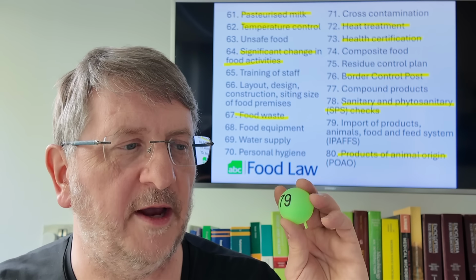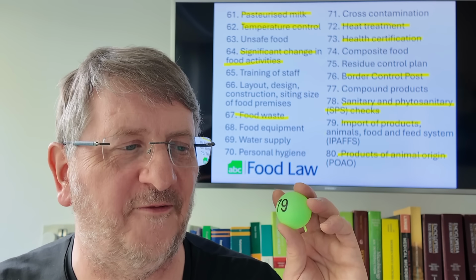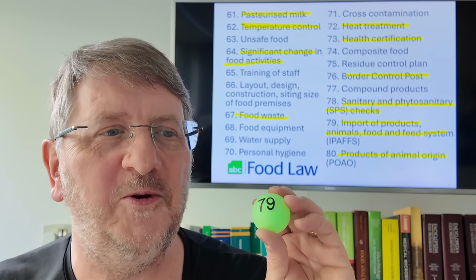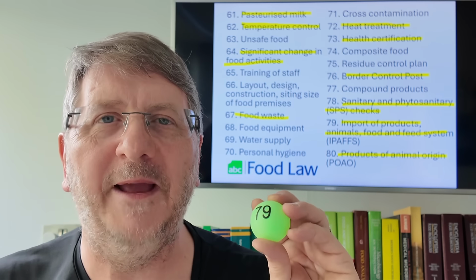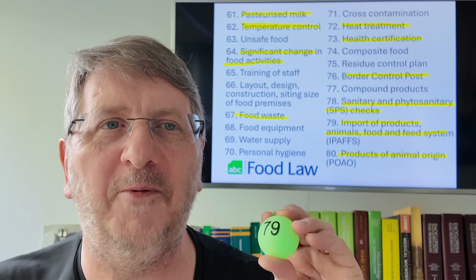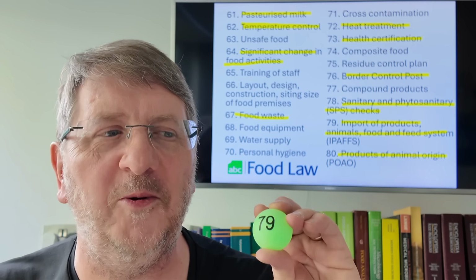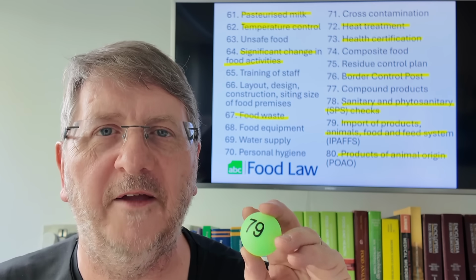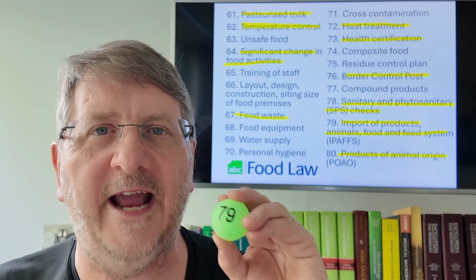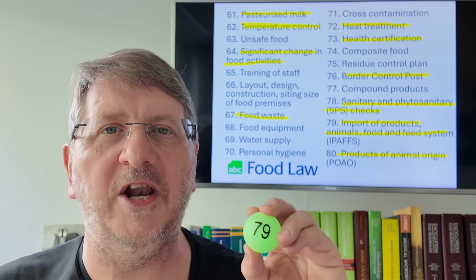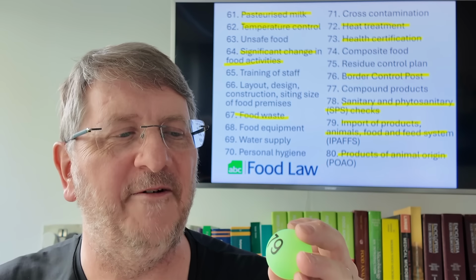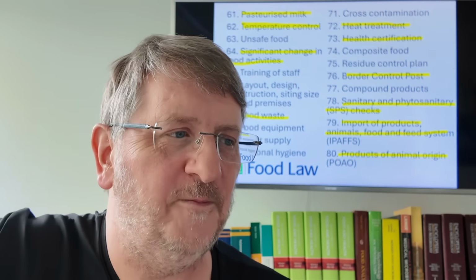Number 79, import of products of animals, food and feed system. I said if you've got a product of animal origin being imported from around the world, you need to import it via border control post. You use the IPAFFS system to notify the port of entry that you're coming in with your product so they can carry out their checks and generate a CHED document to verify those checks are being carried out. So it's an import and export issue.